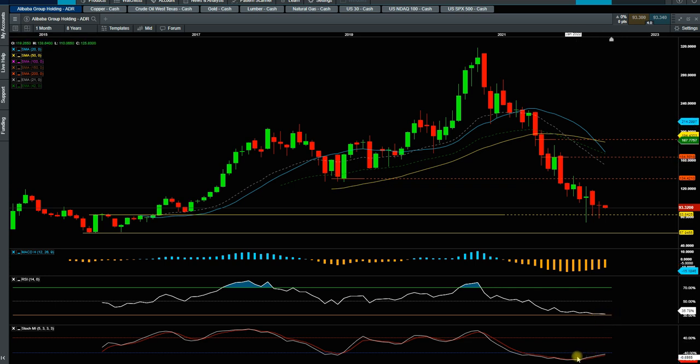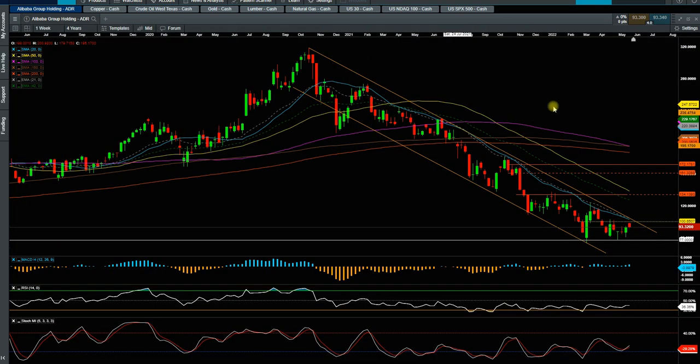However, stochastic signals a bullish reversal here, and RSI needs to slope up as well. RSI is sloping down, but this is a very nice basing formation for probably another 2 years of bull market for Alibaba. That's what I'm seeing. But before saying bull market, we need to go to a smaller time frame to confirm when we can say the bull market has started.